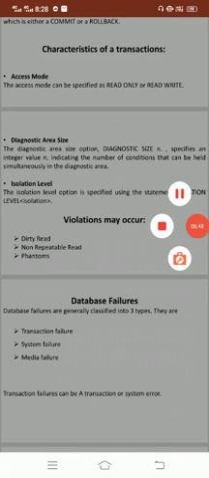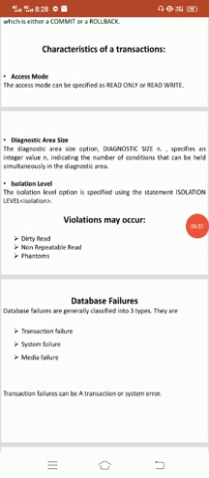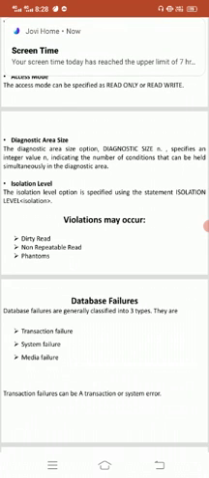Because the diagnostic area supplies the conditions. Conditions are feedback information, errors or exceptions to the user or program on the most recently executed SQL statement. Next is the isolation level. The third characteristic is called isolation level.